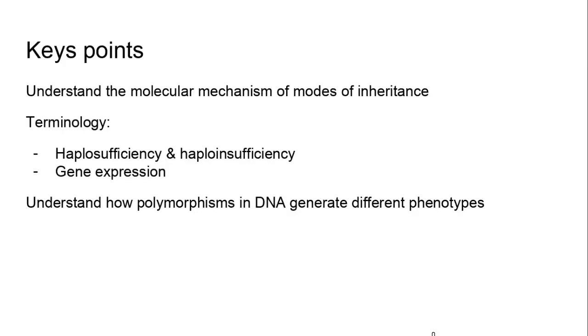So I'll give you some examples of haplosufficiency and haploinsufficiency. When we think of haplosufficiency, we are thinking of complete dominance. Haploinsufficiency would mean that not having this second allele impacts the phenotype in a way that you are not going to see the phenotype of the dominant allele. So it will be a mixture of them.